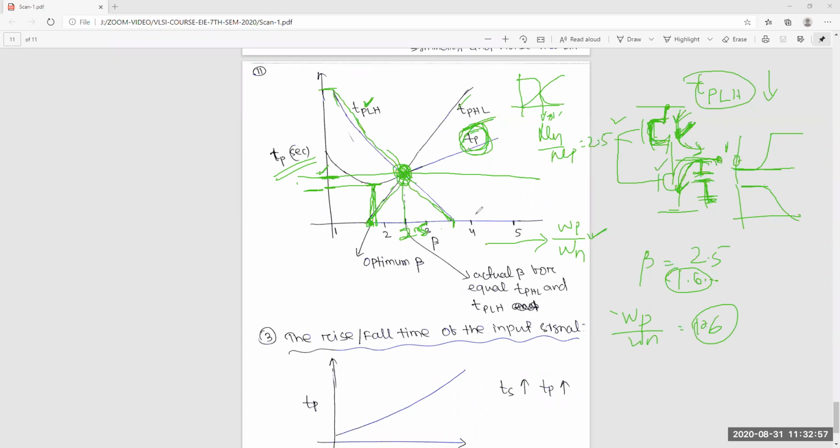Sometimes if someone goes very deep, then they can ask this type of question. Okay, what is the optimized beta or what is the normal beta? Okay, this is the optimized beta where you will get less TP, propagation delay. But here at this point, if you use this beta, you will get two things: symmetric VTC and same TPLH and TPHL. Okay.